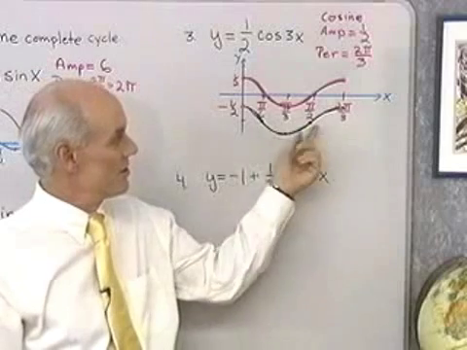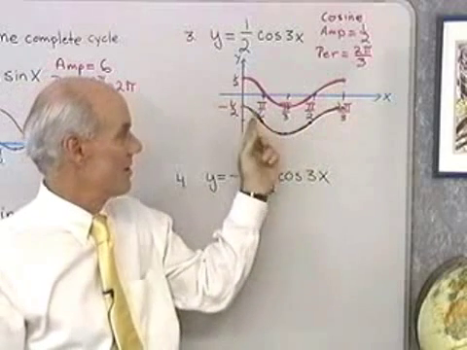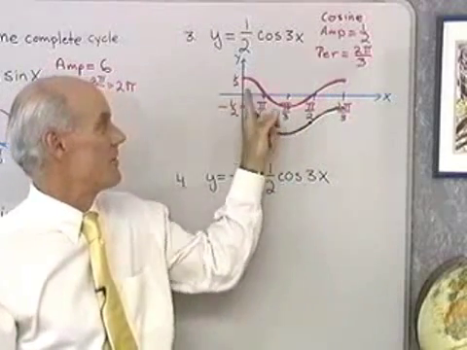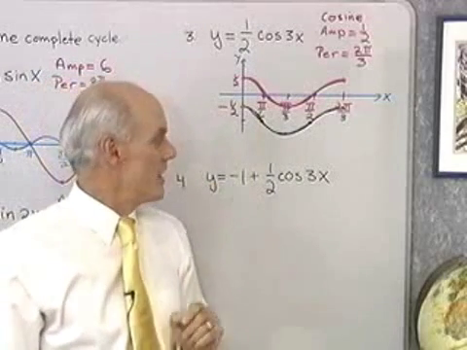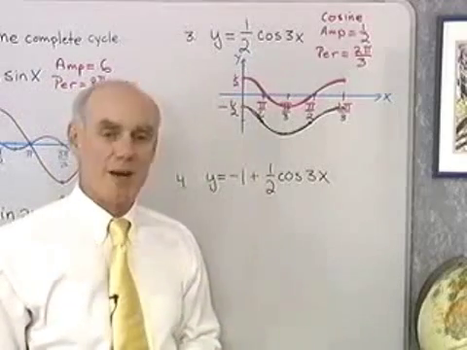And it does look like that. They sort of parallel each other like this. This graph, the black graph, is simply 1 unit below the red graph. So a little variation on graphing with amplitude and period.